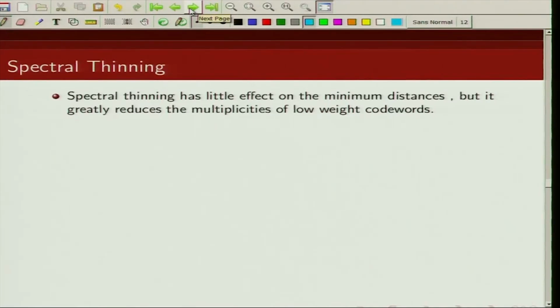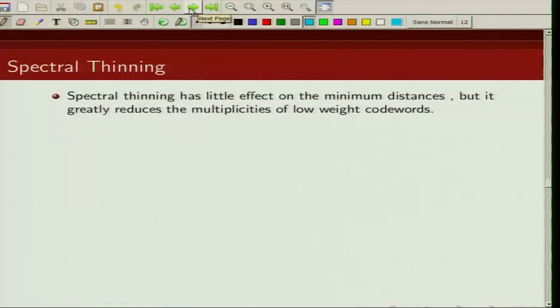Spectral thinning has very little effect on the minimum distance of the turbo code. However, it greatly reduces the multiplicity of low weight code words. In the example that we considered, the minimum distance was 5, whereas for the convolutional code it was 6, but we only had one code word of weight 5. If you look at the number of code words of weight 6, 7, 8, 9, it was reduced in the case of the parallel concatenated code.